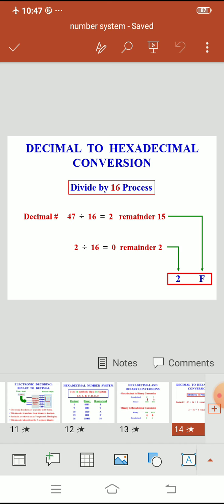Decimal to hexadecimal conversion, the divide by 16 process. 47 divided by 16 is 2, remainder 15. 15 is equivalent to the value F. The remaining value 2 divided by 16 is 0, remainder 2. That is, decimal number 47 is equivalent to hexadecimal value 2F.